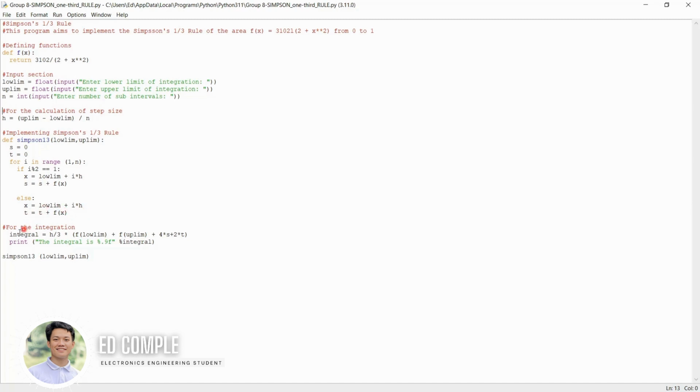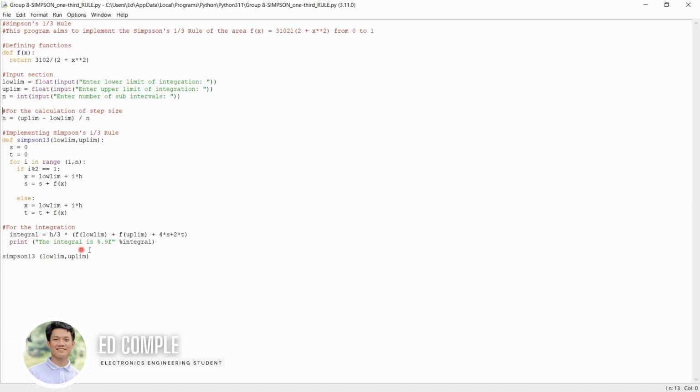So last is for the integration. So in this part, we have the formula, which is integral is equal to h divided by 3 times the quantity of f of lower limit plus f of upper limit plus 4 times s plus 2 times t. And then we're going to print the integral is %.9f, integral Simpson 1/3, lower limit, upper limit.